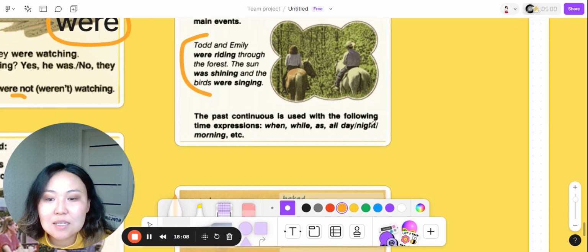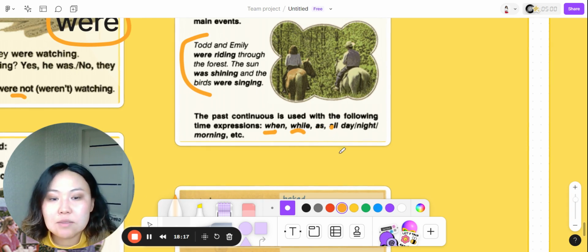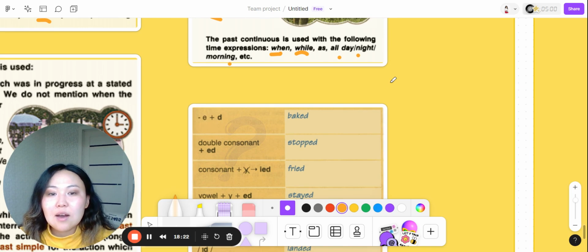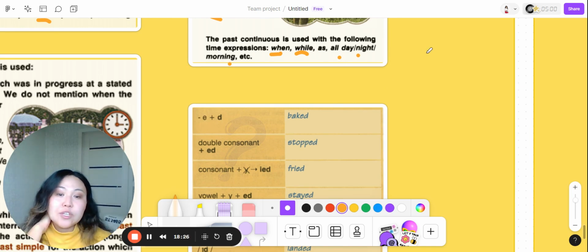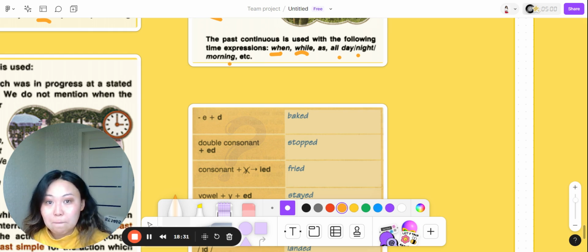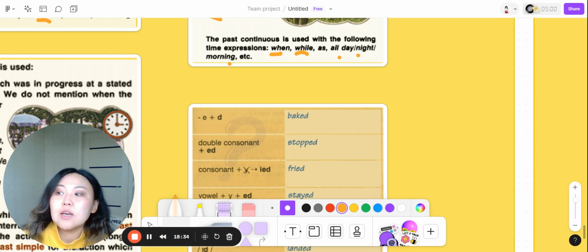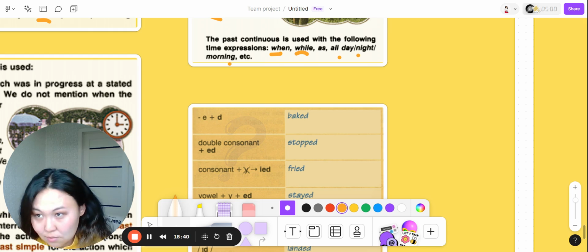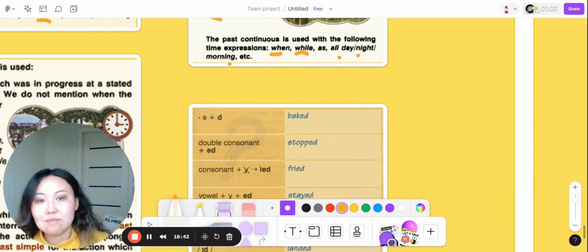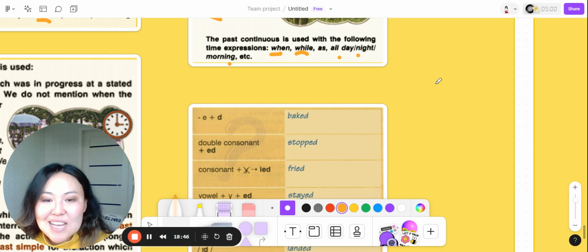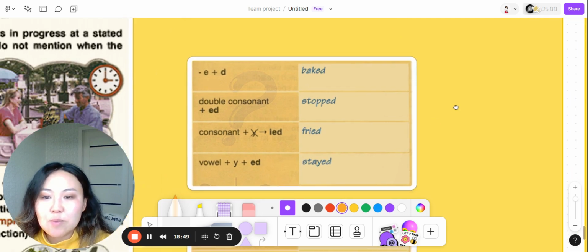Next one, past continuous is used with the following time expressions: when, while, as, all day, all night, all morning, etc. And yeah, all day, all night, all morning. This is very important because it's talking about time. So it's giving us specific time. Yeah, I can say that I was cooking all night long to get ready to meet my guests today, for example.